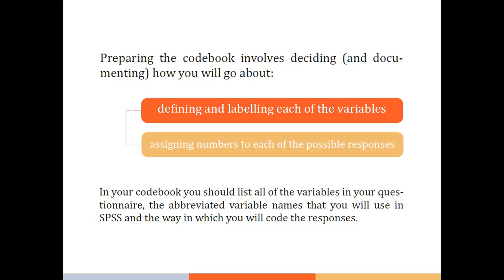Anyway, preparing the codebook involves deciding and documenting how you will go about two things. These are defining and labeling each of the variables and assigning a number to each of the possible responses. In your codebook, you should list all of the variables in your questionnaire, the abbreviated variable names that you will use in SPSS and the way in which you will code the responses.